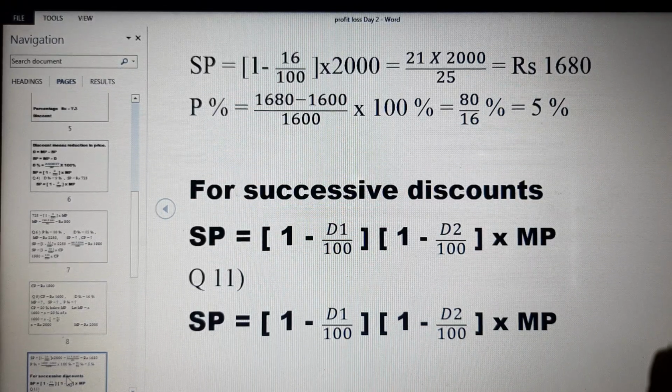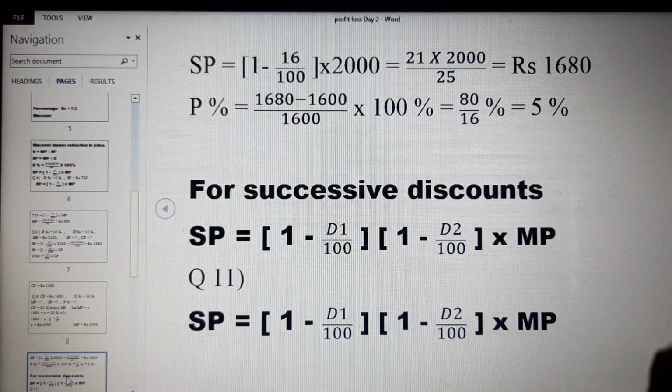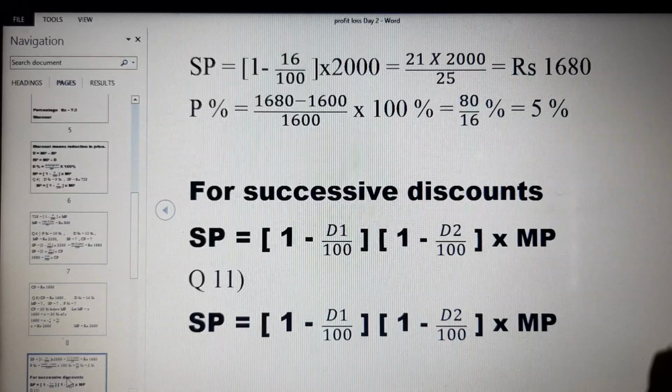This is not enough. I want some more discount. Then he gives one more discount of 5%. He further reduces the price. So basically you are getting two successive discounts, 10% and then 5%. If you have this kind of case, how will you calculate the selling price or marked price? Clear? The formula is established for that.